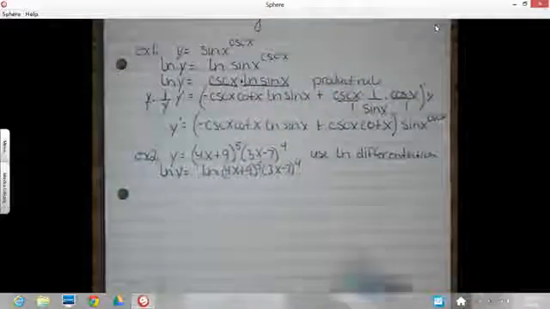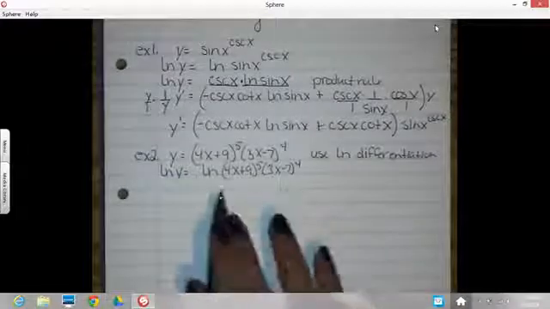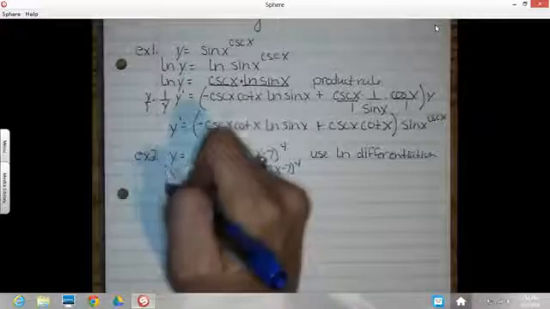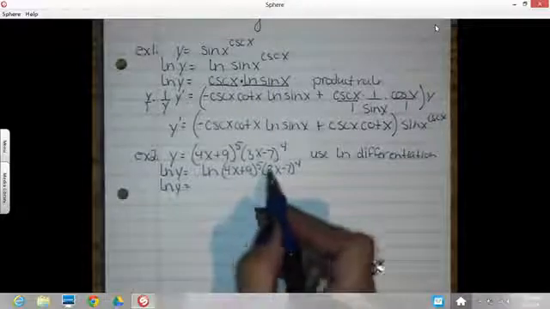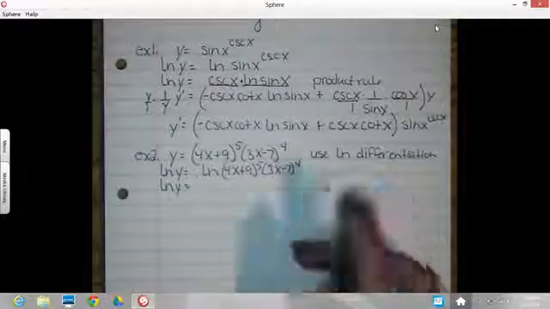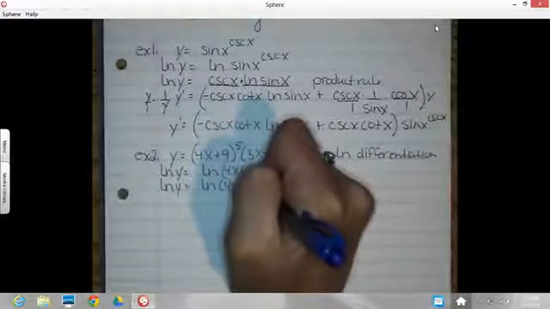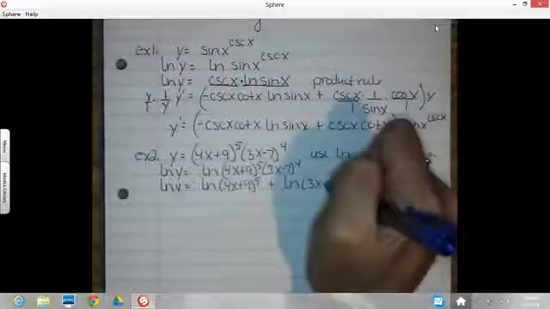Okay, this side here I want to break apart before I jump into derivative. If I break it apart into two smaller logs, it's going to be a little bit easier on the derivative. So I'm not going to start derivative yet. I have the log of a product that breaks up into the sum of the two logs. So that's the log of (4x plus 9) to the 5th plus the log of (3x minus 7) to the 4th.